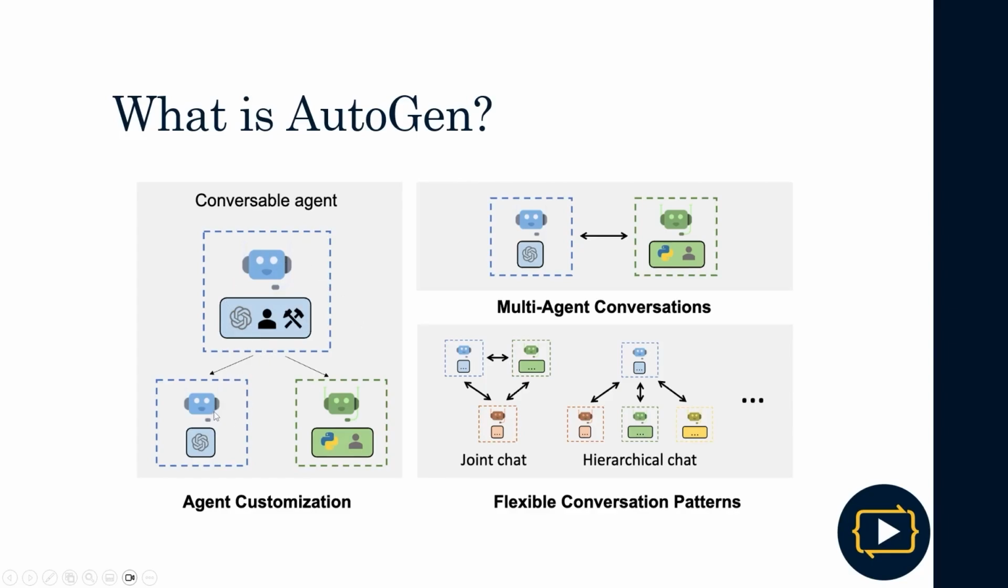Here we see an example, for instance, where we have 3 agents. The first one has access to ChatGPT or OpenAI models, for example. It also has access to converse with the user. It has access to some tools. We see that the second agent has only access to ChatGPT. The third one can write Python code and also interact with humans. So we customize the agents according to our needs.